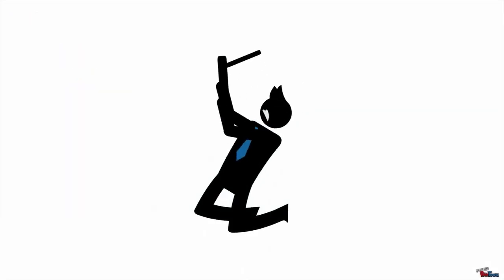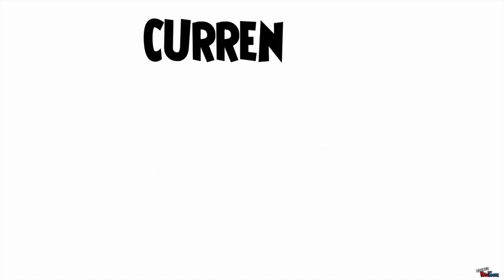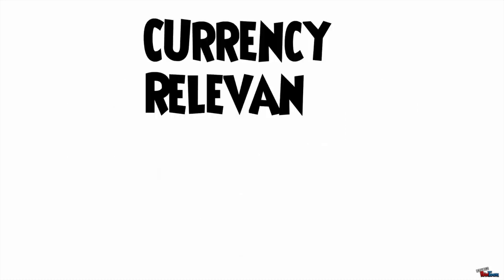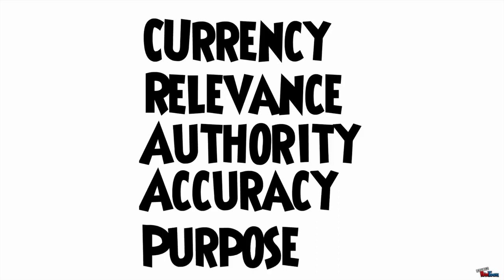When you are trying to figure out if a source is appropriate to use, there's an easy way to check: CRAAP. CRAAP stands for the 5 things we are looking for in a source: currency, relevance, authority, accuracy, and purpose.